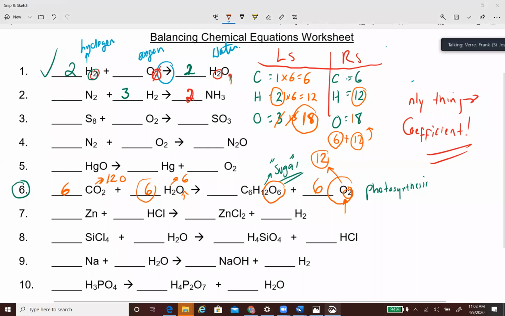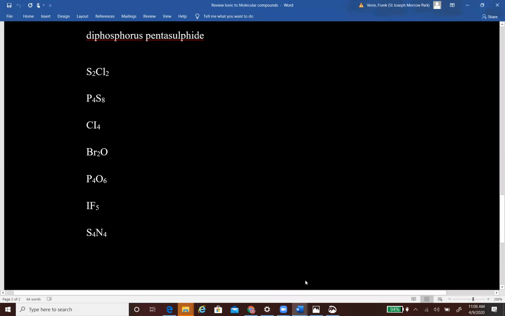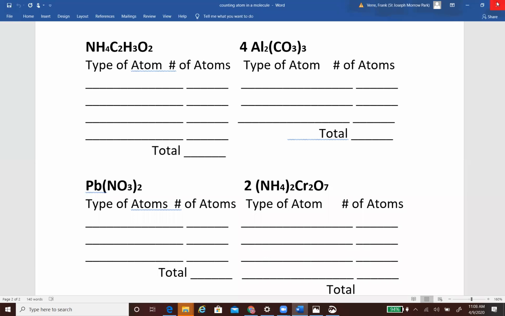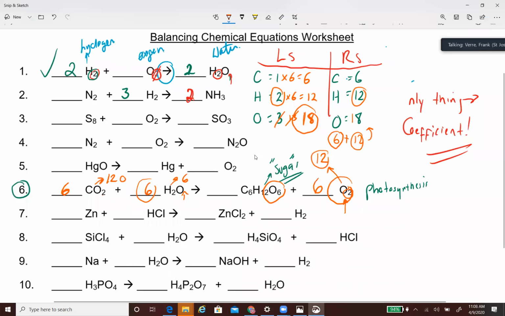Okay, let's keep moving on then. Let's take a look at, I don't need this document anymore. Let's take a look at then, well, I don't need that one either. Sorry, too many things open here.